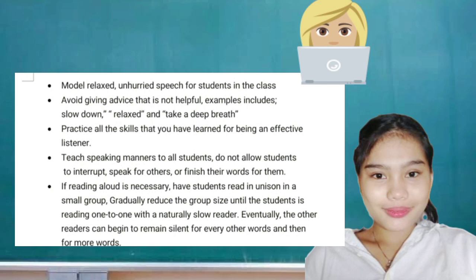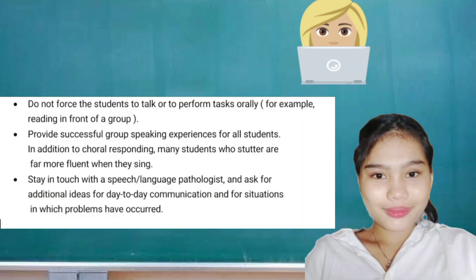If reading aloud is necessary, have students read in unison in a small group. Gradually reduce the group size until the student is reading one-to-one with a naturally slow reader. Eventually, the other readers can begin to remain silent for every other word, then for more words. Do not force the student to talk or to perform tasks orally, for example, reading in front of a group.